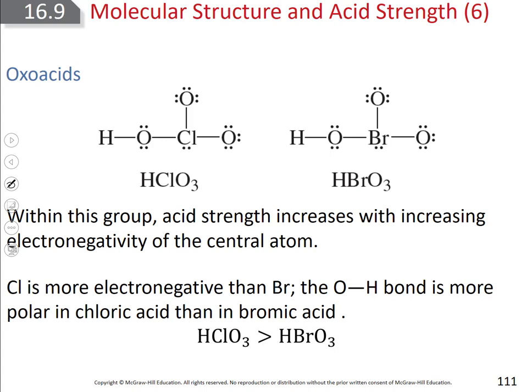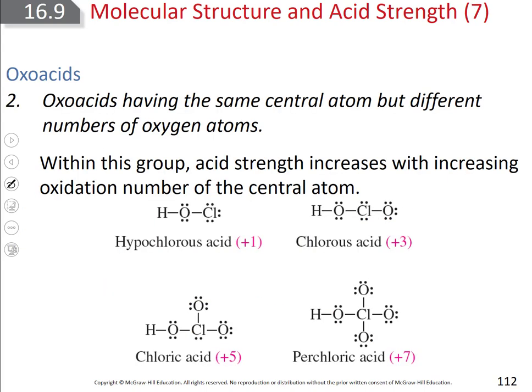So that's if you have a different central atom. Now, what if the central atom is the same element, but we're just differing the number of oxygens? This is going between chlorate, chlorite, hypochlorite, perchloric acid, all of these, just changing the number of oxygen atoms here. When we're looking at the same central atom, the rule is that the stronger acids are those with more oxygens around the central atom.